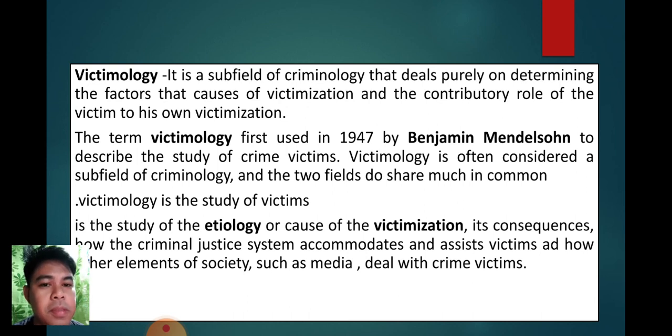It is its consequence, how the criminal justice system accommodates and assists victims, and how elements of society such as media deal with crime victims. So as you can see, class, the social media today affects the victims very much, because not proven guilty, pag na-media ka na, grabe impact. Hindi pa alam yung totoong mga information, ganyan kasi yan, but it's part of our freedom of expression that we say anything. So the problem is that the freedom also of the victim is exposed. So may catch din.